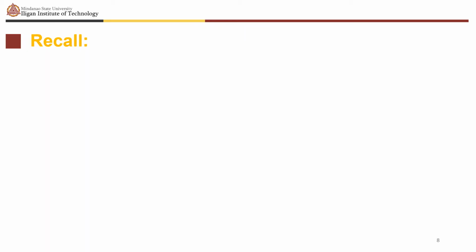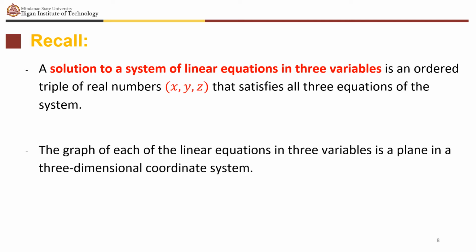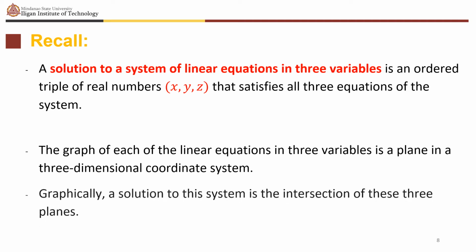Recall that a solution to a system of linear equations in three variables is an ordered triple of real numbers (x, y, z) that satisfies all three equations of the system. The graph of each of the linear equations in three variables is a plane in a three-dimensional coordinate system. Graphically, a solution to this system is the intersection of these three planes.